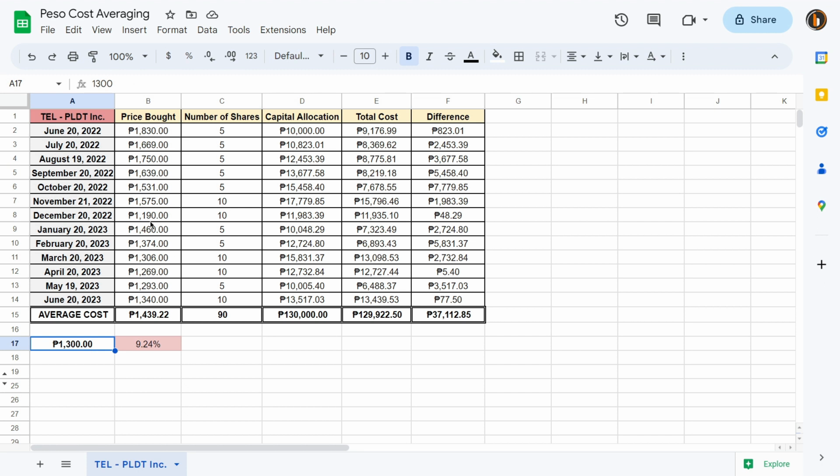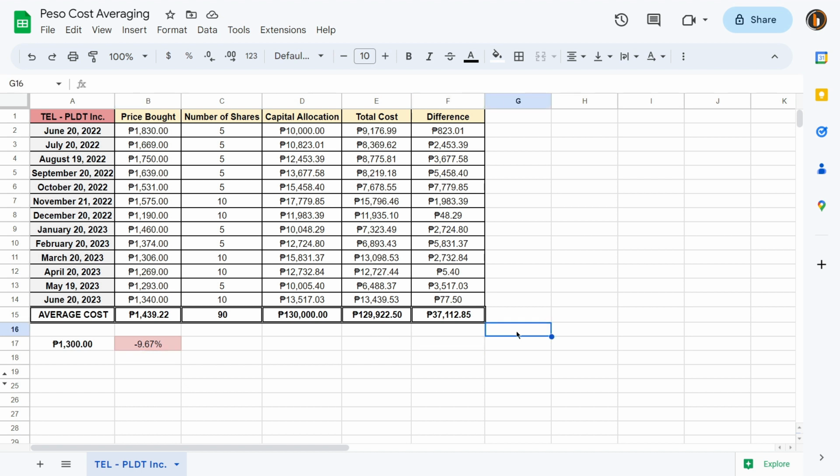Kung bumili ka ng lump sum nung 1,190 on December, then you're up 9.24%. But again, it's kind of hard to time the market 100% of the time. And yan, minsan natatsambahan lang, but it's hard to do it consistently. But yeah, if we go back here sa ating average cost, it's not really that bad. You're down 9.67%.